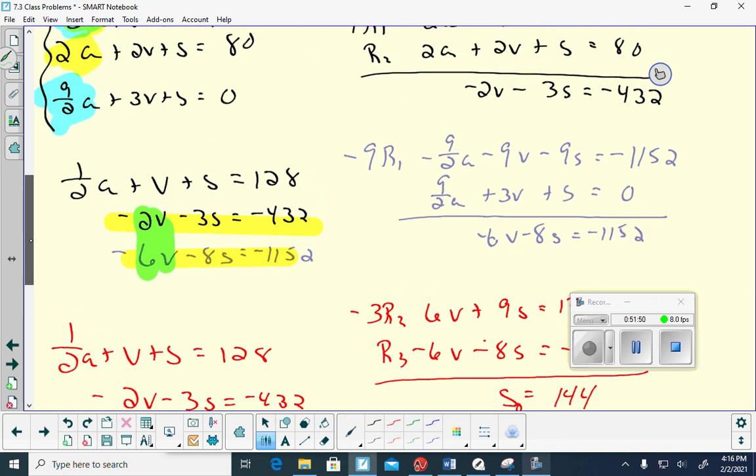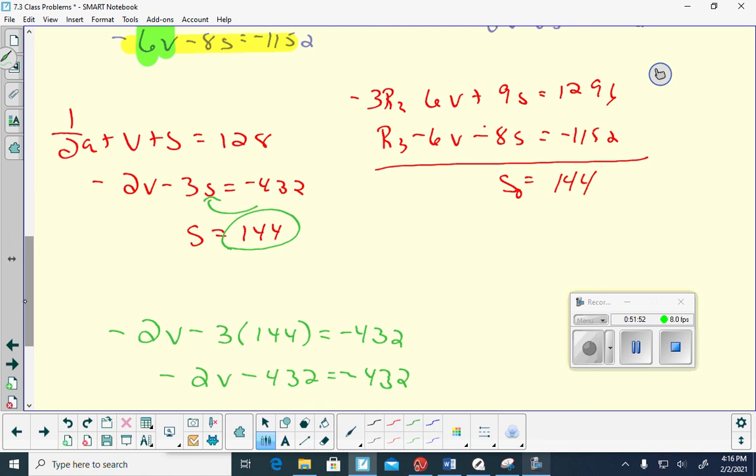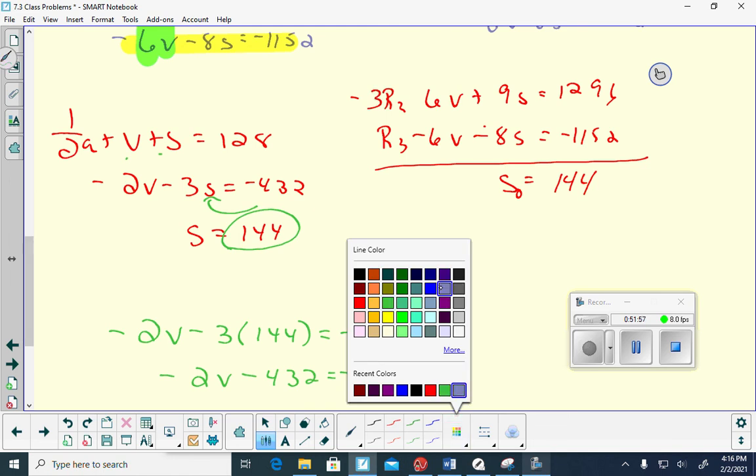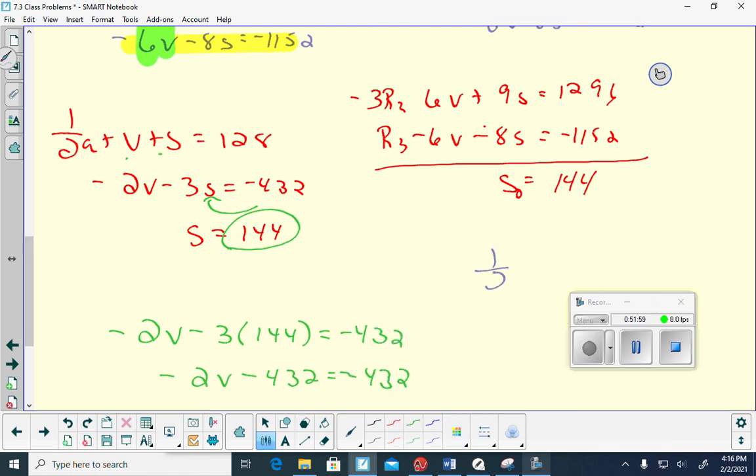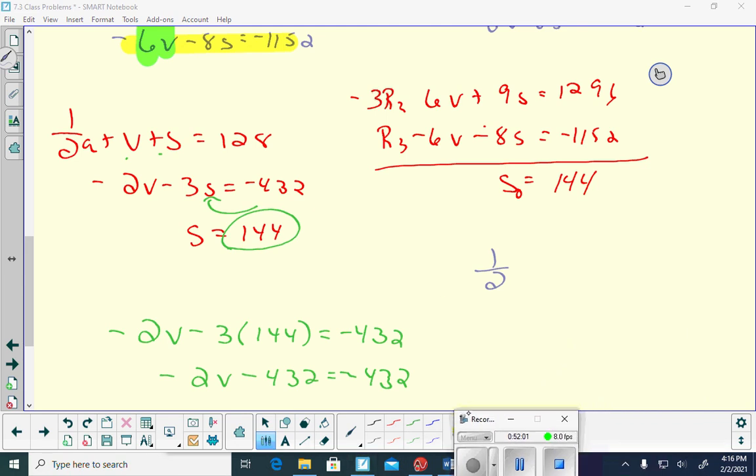And then my last one, I'm going to substitute in that 0 here, the 144 here. So I'm going to write that over here, if you don't mind. So I'm going to have 1/2 a, and then my v was 0, my s was 144 is equal to 128. So when I subtract 144, I'm going to get a negative 16.